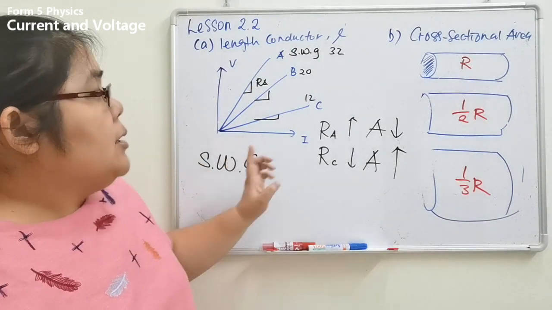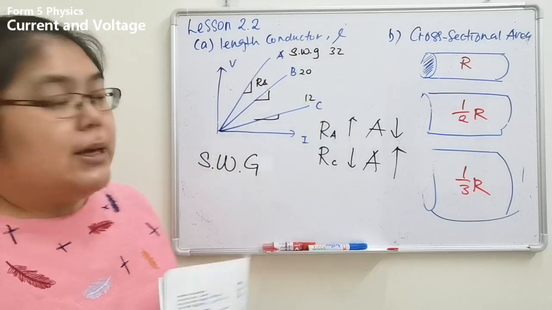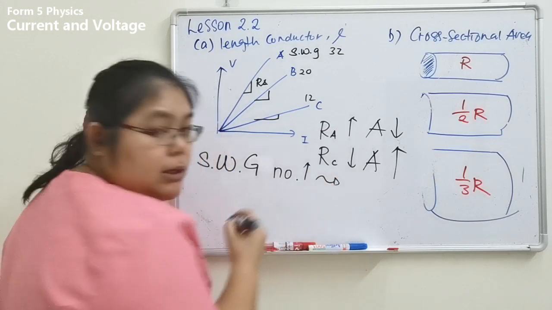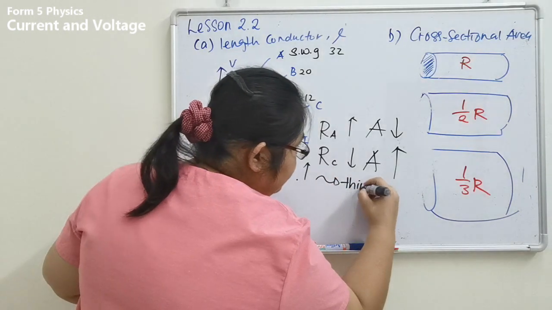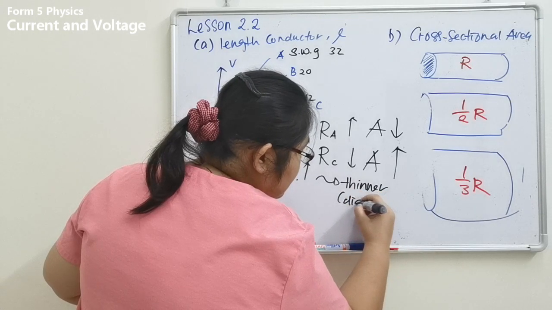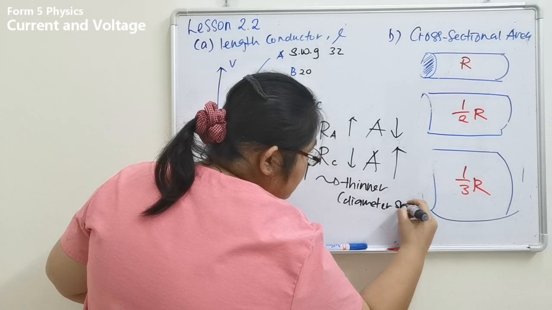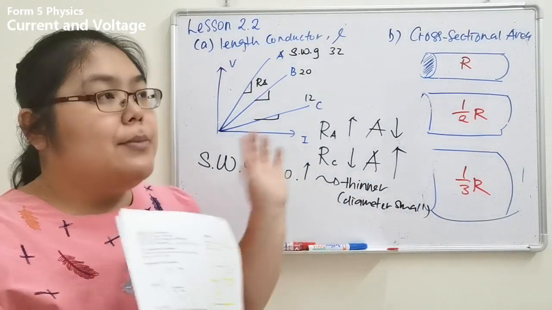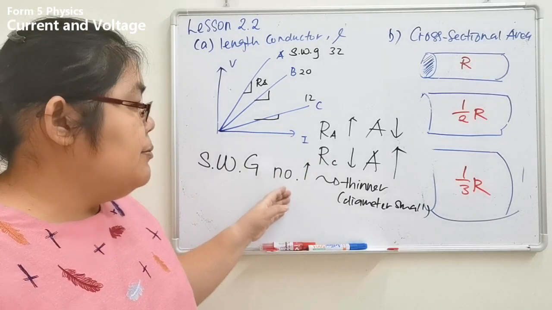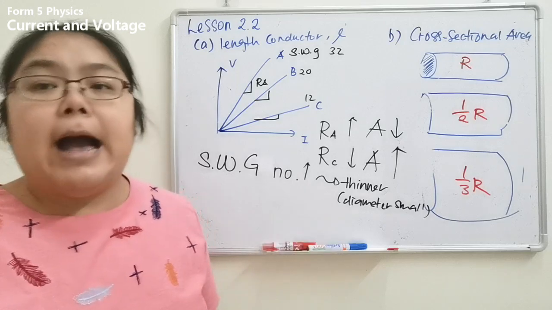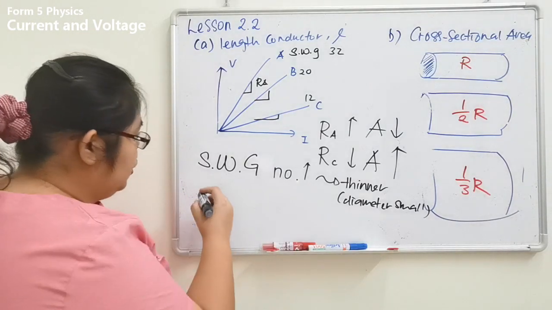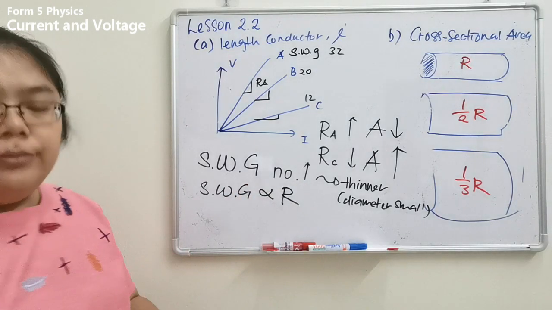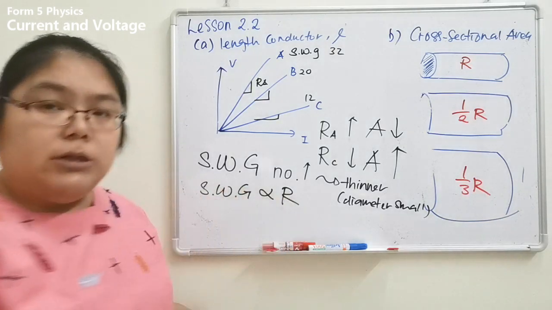Now you see SWG is standard wire gauge. You see the number. When the SWG number is higher, what is the meaning? A higher number means thinner, a smaller diameter. Don't misunderstand the number and think a higher number means thicker. No, a higher number means thinner, and resistance is higher. So we can say the SWG number is directly proportional to the resistance.